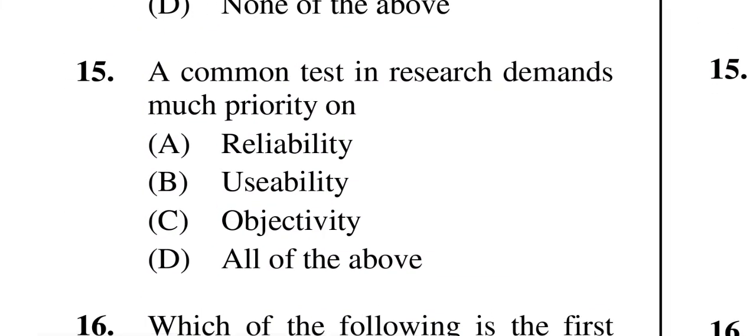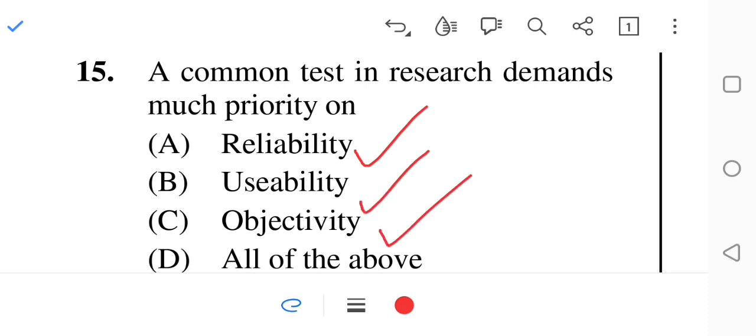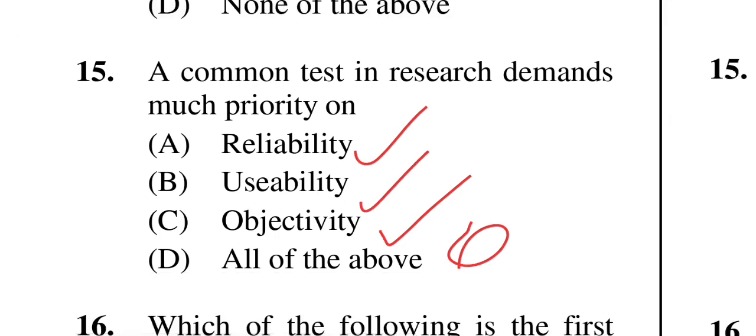Number 15, a common test in research demands much priority on reliability, usability, objectivity, all of the above. So the correct answer will be D, all of the above. That means reliability also significant, usability also pivotal, objectivity also matters. That's why all of the above will be the correct answer for the question number 15.